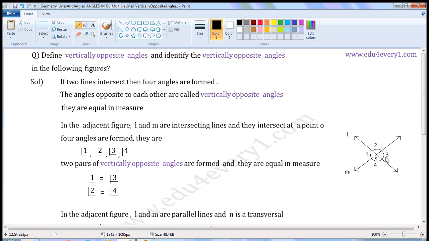Angle 1 and angle 3 form a pair of vertically opposite angles and they are equal in measure. That is, angle 1 is equal to angle 3. Angle 2 and angle 4 form a pair of vertically opposite angles and angle 2 is equal to angle 4.